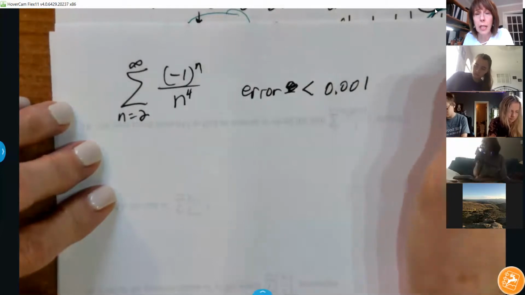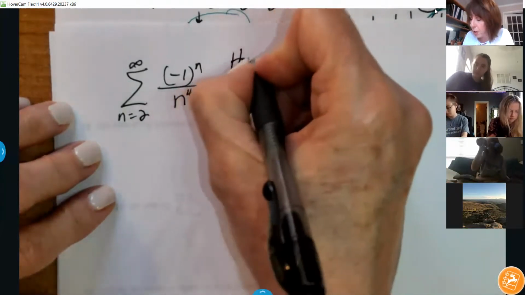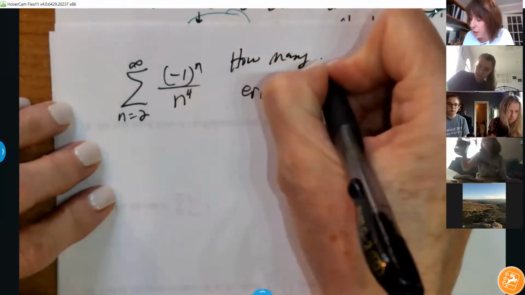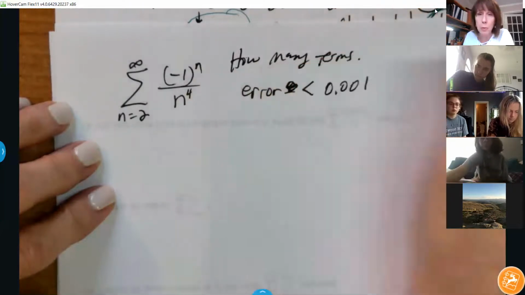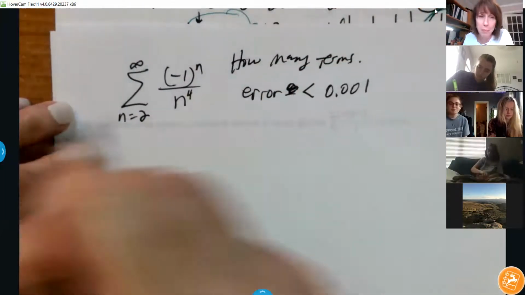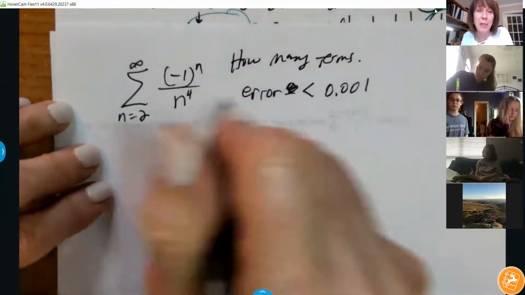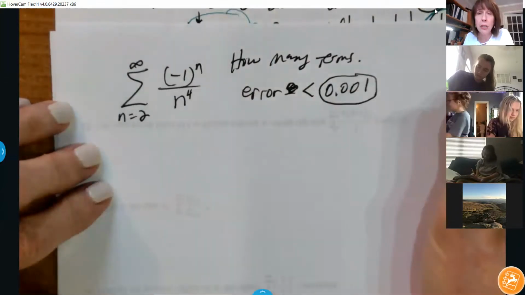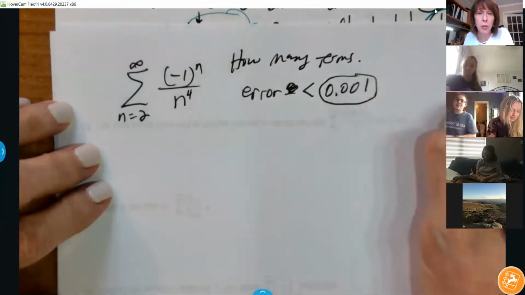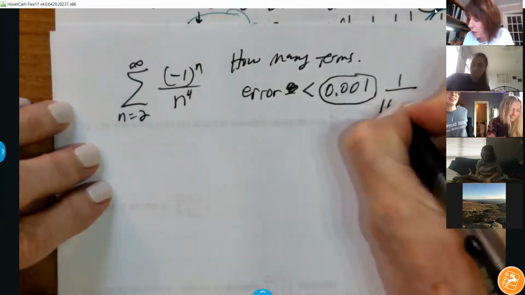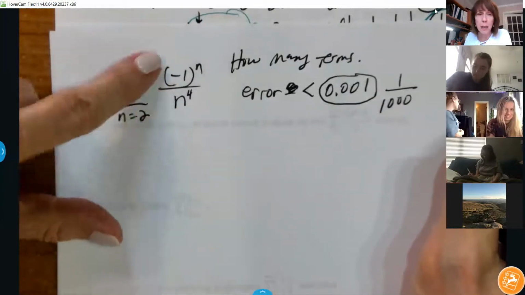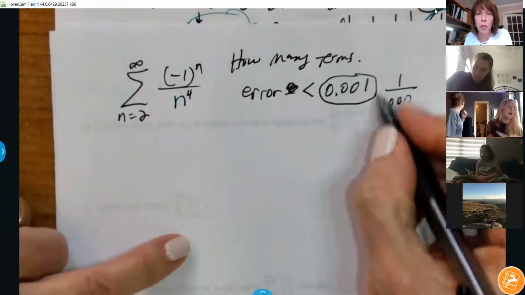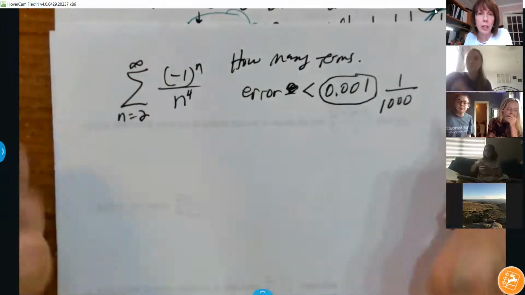Okay. How many terms? It'll say how many terms. These make good multiple choice questions because it's easy for me to put some choices down there. How many terms? So for 0.001, the first thing I do is I change the decimal to a fraction, because my series is in a fraction form, so this will always help me know when to stop.